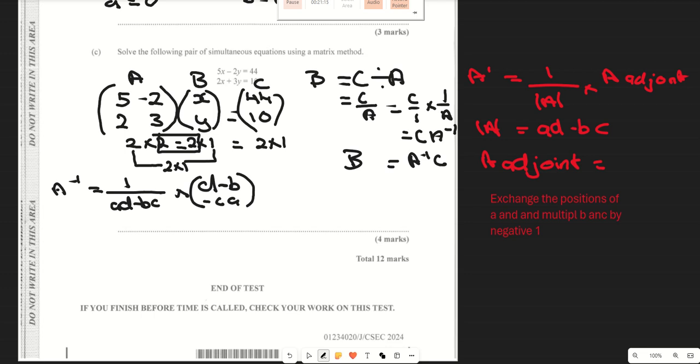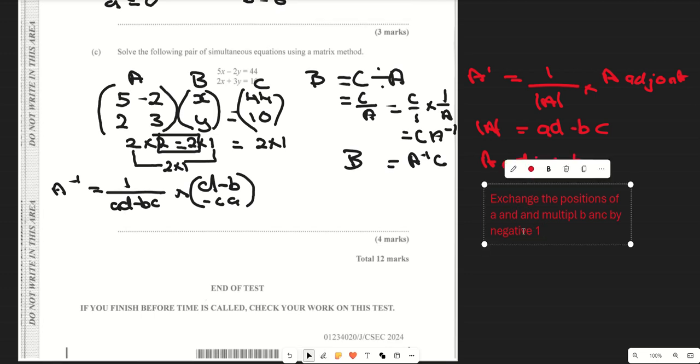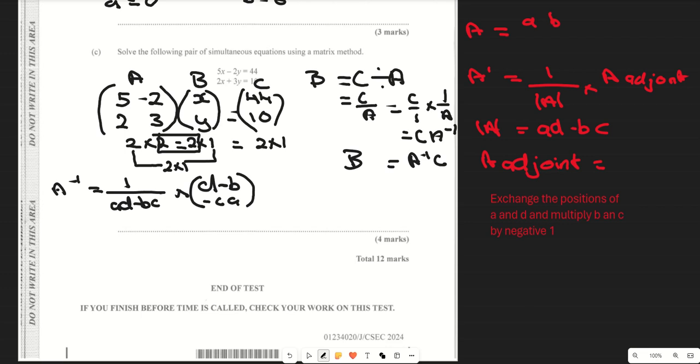So that is how we got this formula. The formula for the inverse is 1 over the modulus of A multiplied by the adjoint of A. The modulus of A is AD minus BC, and the adjoint of A would be, you exchange the positions of A and D, and multiply B and C by negative 1. We know A is in the form A, B, C, D. This is just the general form, right? What is A? So we know that A is equal to 5, negative 2, 2, 3, right?